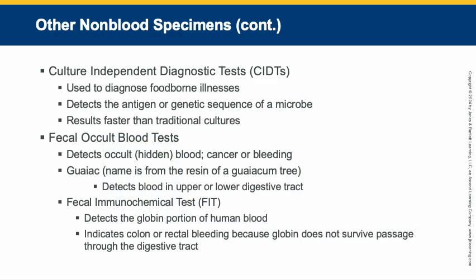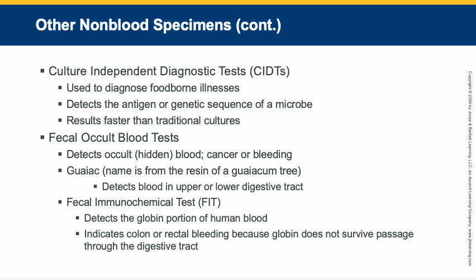Okay, another type of test is the culture independent diagnostic test. This is abbreviated CIDT. This is used to diagnose foodborne illnesses. It detects the antigen or the genetic sequence of a microbe and has faster turnaround times than traditional cultures.